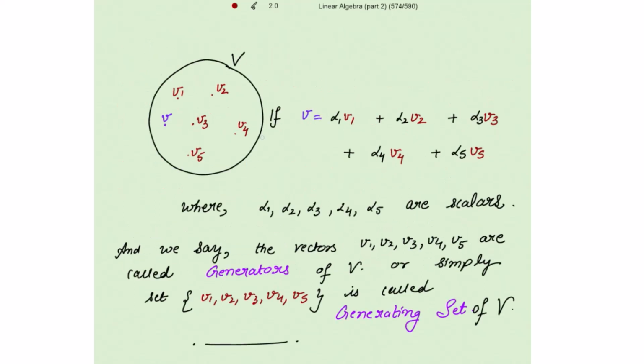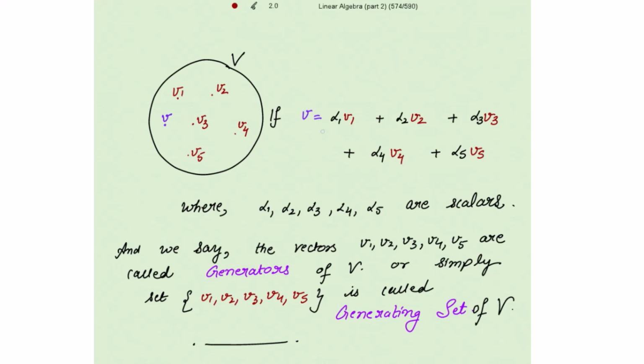Suppose this is your vector space V and V1, V2, V3, V4, V5. These all vectors are belonging to this vector space. And there is one more vector in purple color, small v. This is also belonging to this vector space. And the definition says that if every element of V is a linear combination of these vectors, V1 up to V5. Here I have taken 5 vectors.